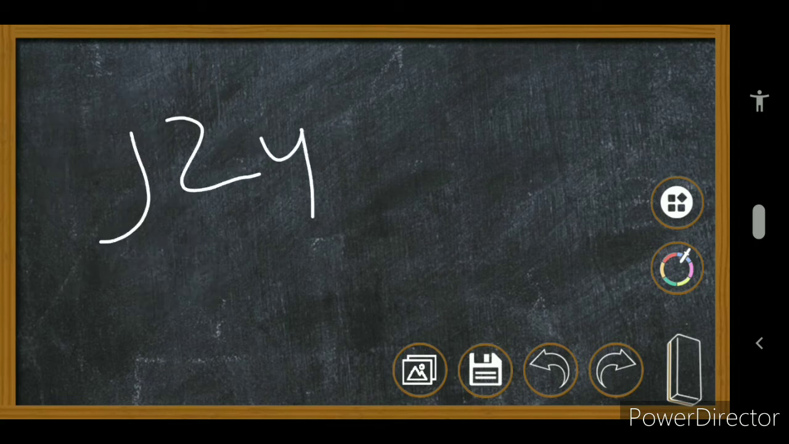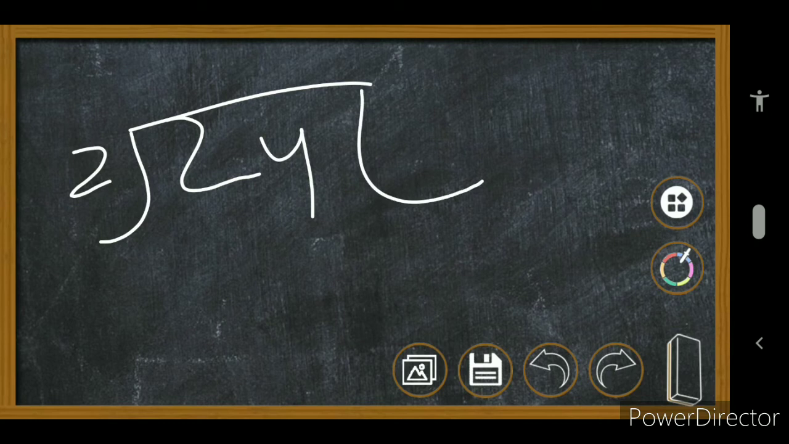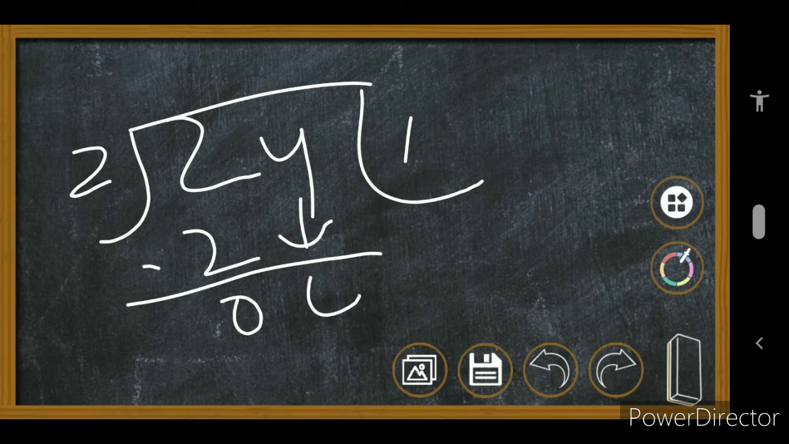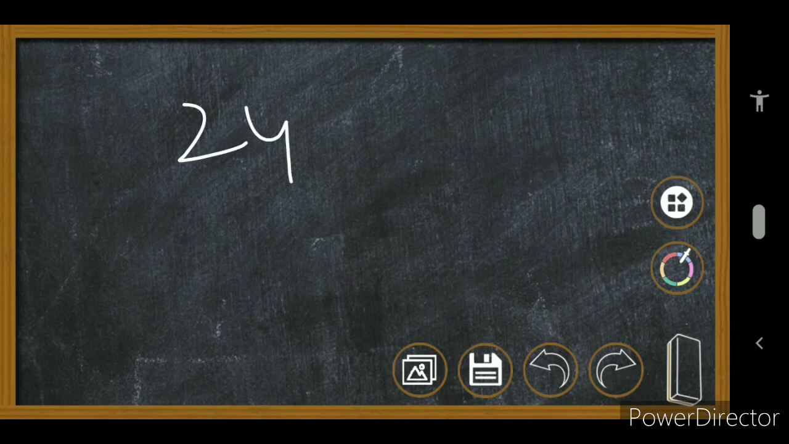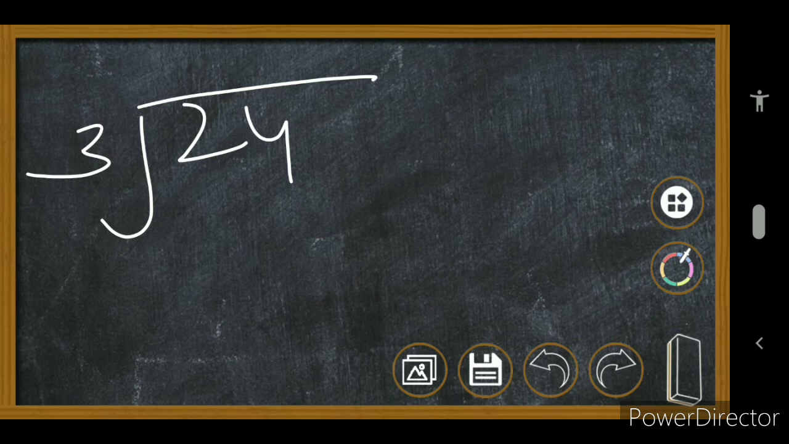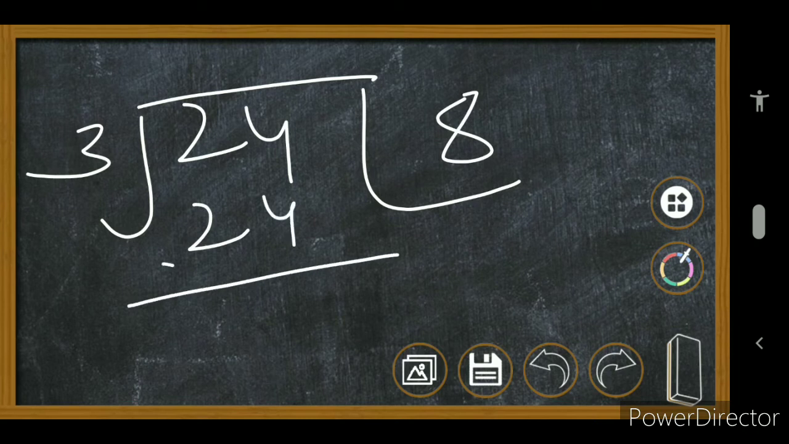24, whether it goes by 2, so 2 ones are 2, 4 comes down, 2 2s are 4, so the remainder is 0, so 2 goes by 12. Further we will check 3. 3 5s are 15, 3 6s are 18, 3 7s are 21, 3 8s are 24. So 3 8s are 24, so we get the remainder 0.